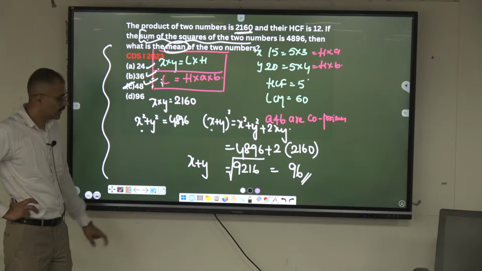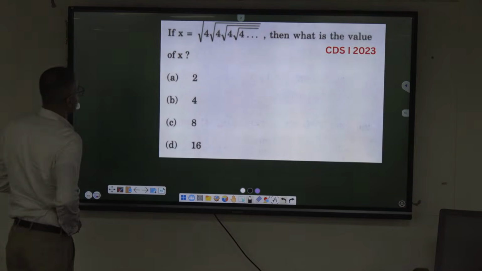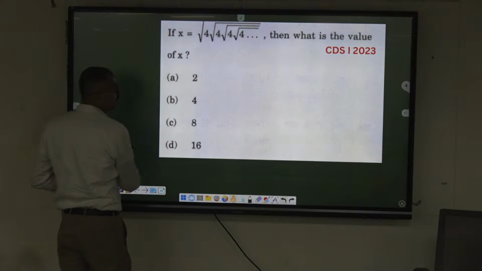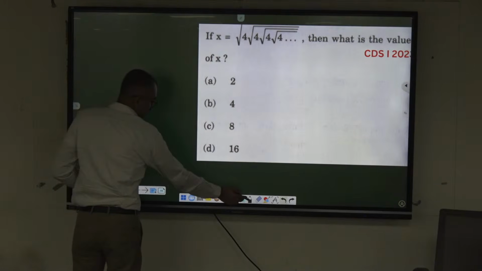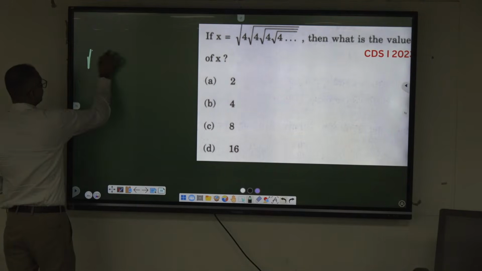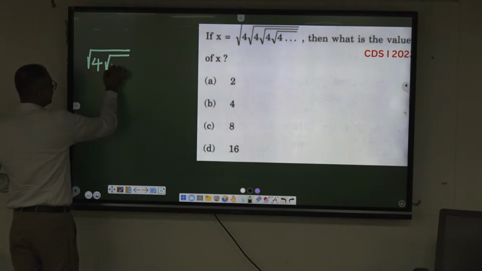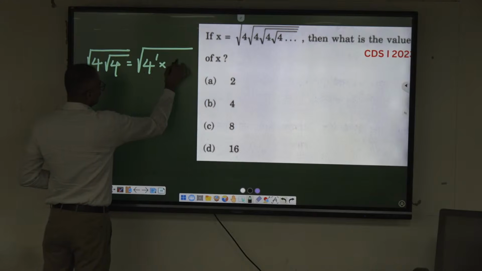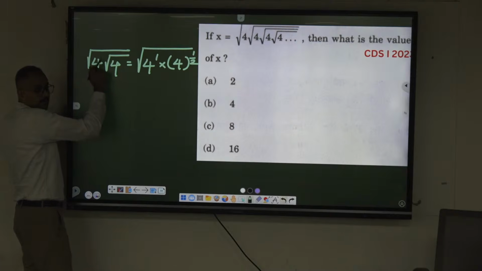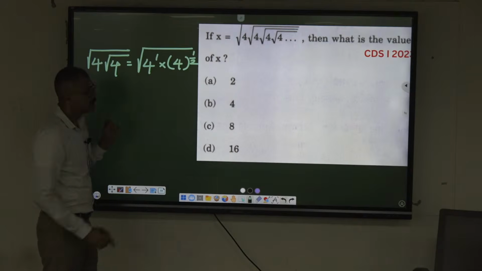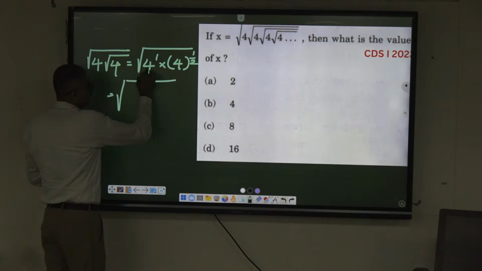Okay? Last few questions will be very typical questions. Look here now. It can be written in the form of 4 power 1 into 4 power 1 by 2. Square root of 4 can be written as 4 power 1 into 4 power 1 by 2, which is equal to, the base is common here, right?